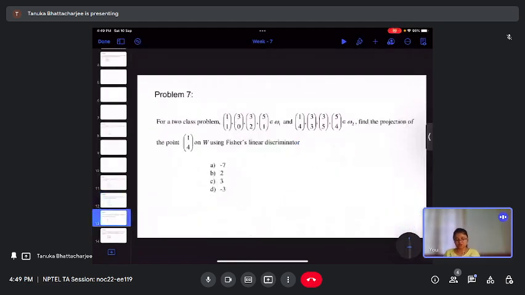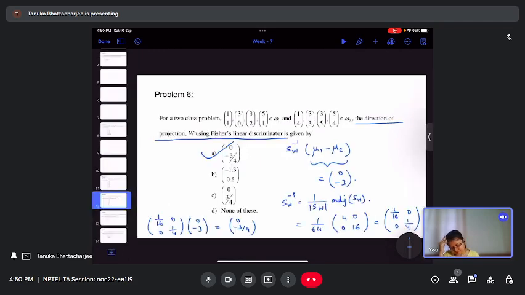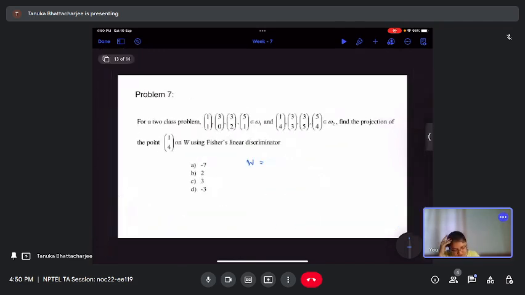Now in the next problem it is asked that we are still considering the same set of data points and the two classes omega 1 and omega 2, you have to find the projection of the point 14 on W using the Fisher linear discriminator. So, the W that we got in the previous problem is 0 minus 3 by 4. 0 minus 3 by 4 is W, and you have to take the projection of the point 14 on this W. So, the formula for orthogonal projection is W transpose X.